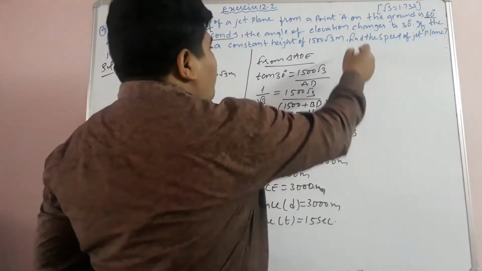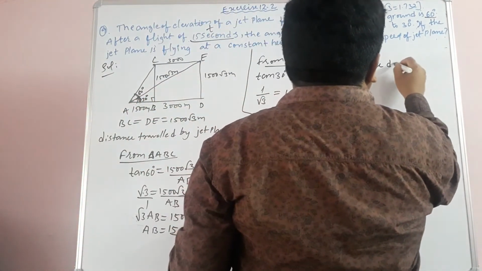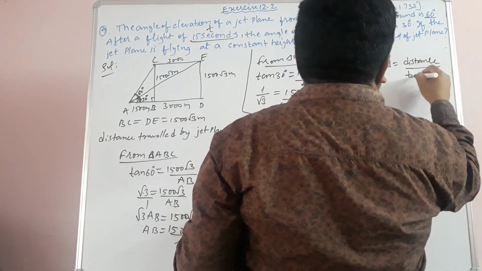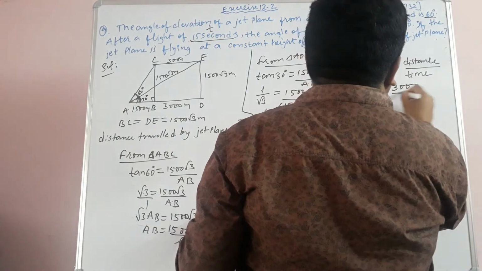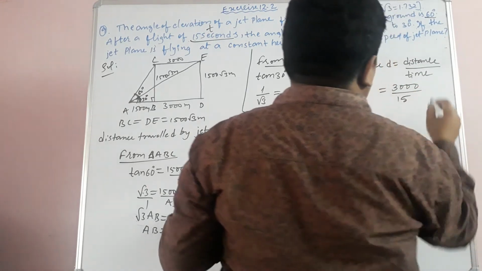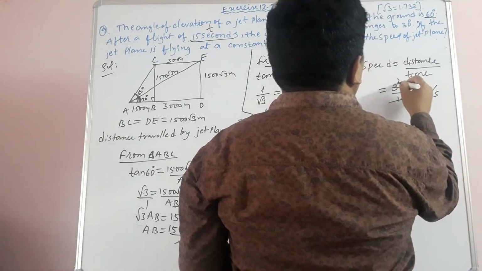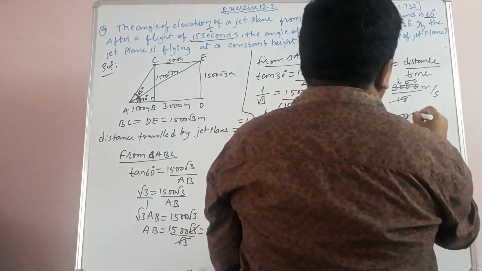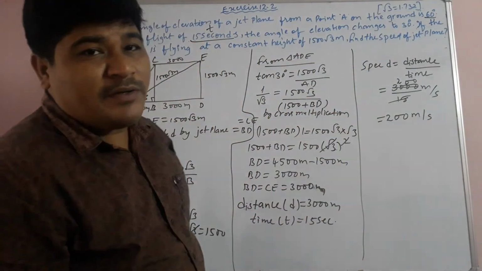So we have the formula: speed is equal to distance by time. So the distance is, children, 3000 by time is 15 seconds. This is in meters and this is in seconds. So 15 2's are 30 and 0. So children, 200 meters per second.